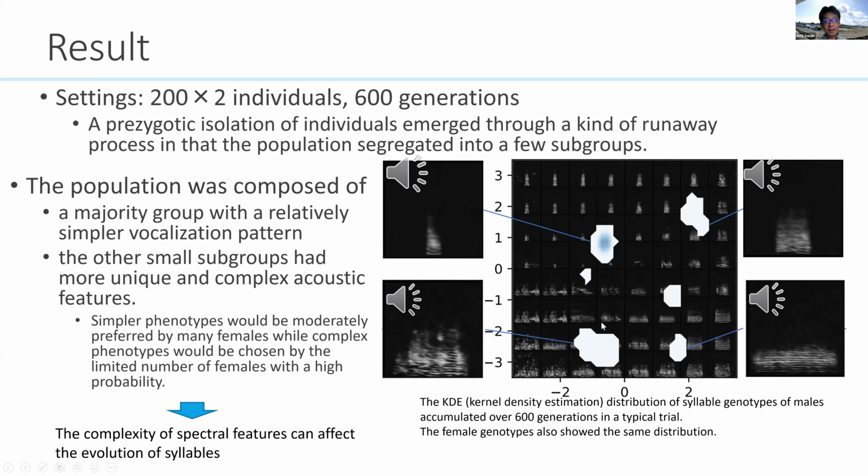And also several other small subgroups that have more unique and complex acoustic features like this, or like this. This is because the simpler phenotypes would be moderately preferred by many females, while complex phenotypes will be chosen by the limited number of females with high probability. This is a very extreme result, but we can say that the complexity of spectral features can affect the evolution of syllables.